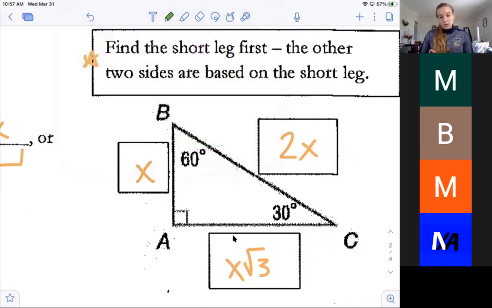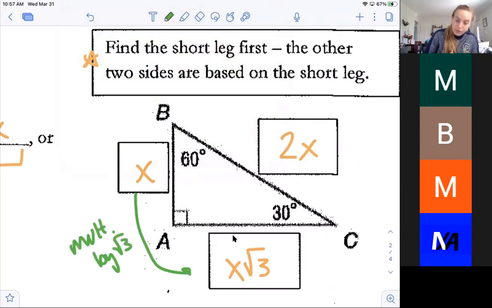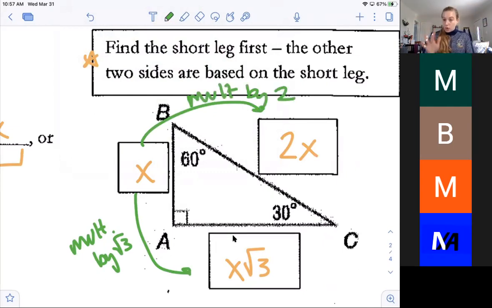So if I was to start at the short leg and go to the longer leg, I'm going to multiply. So anytime you're getting bigger, we multiply. And this time we're multiplying by root 3. From the short leg to the long leg, multiply by root 3. Same thing if I'm going from the short leg to the hypotenuse, I'm still getting bigger. I'm going to multiply by 2, just a normal 2. Not root 2, normal 2.